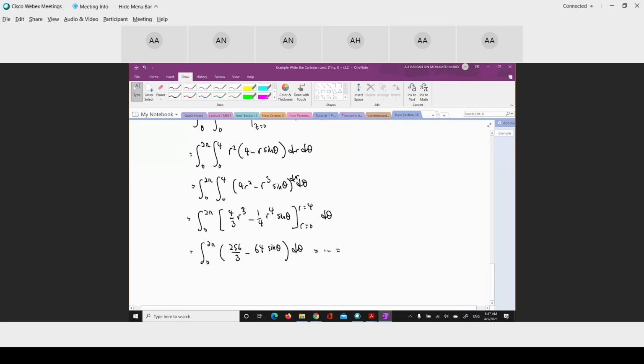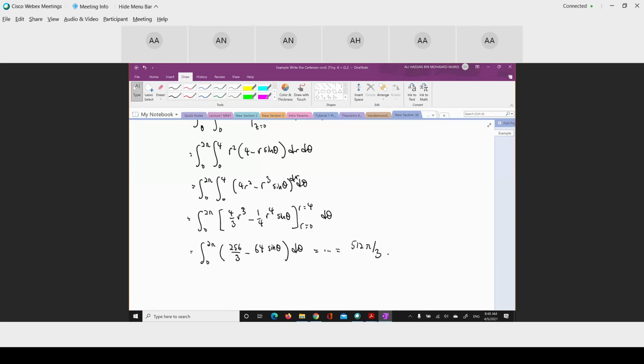Okay, so try to show that this single integral is equal to 512 pi over 3. I leave that to you to complete the calculation here.